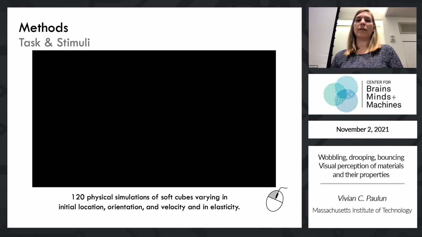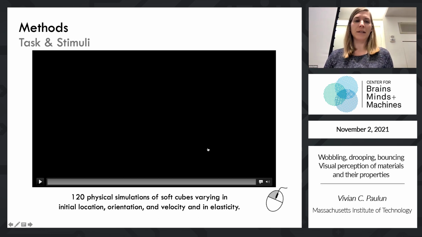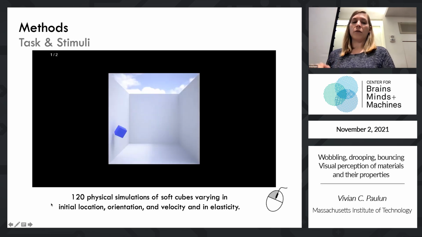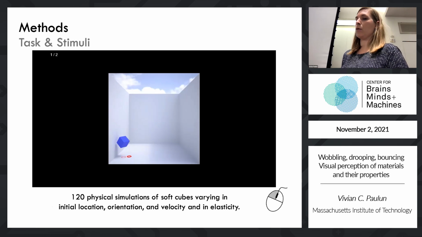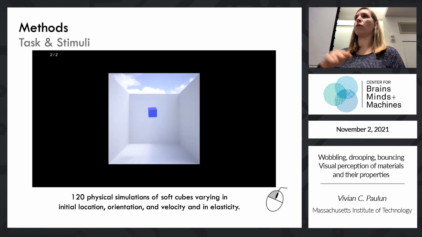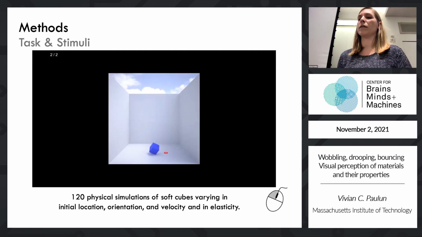And so this experiment doesn't have a slider. This looks a little bit different. So we again show these computer simulations, then the movie stops midway and participants were asked to predict where the cube will bounce and finally land. And in order to do this, they can move the cursor and it moves along the 3D walls, and they simply click on all the bounce locations one after the other, like you see here.